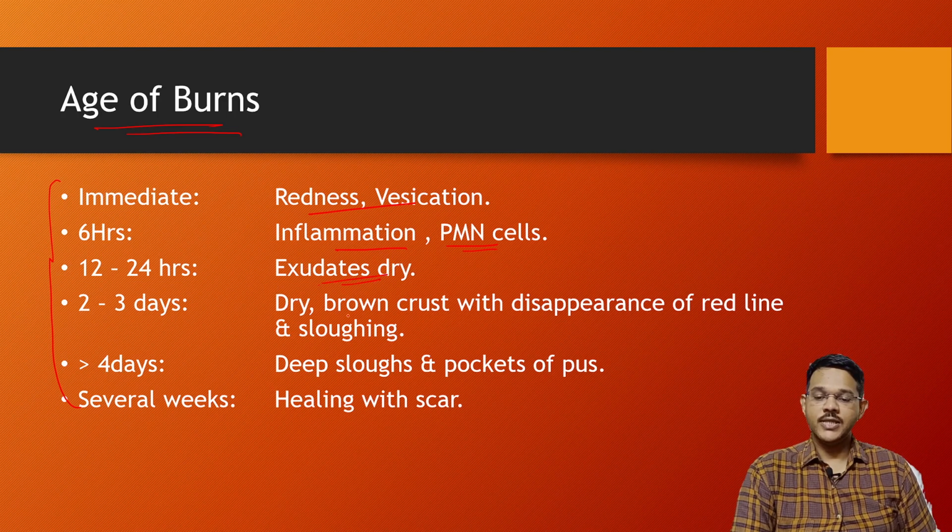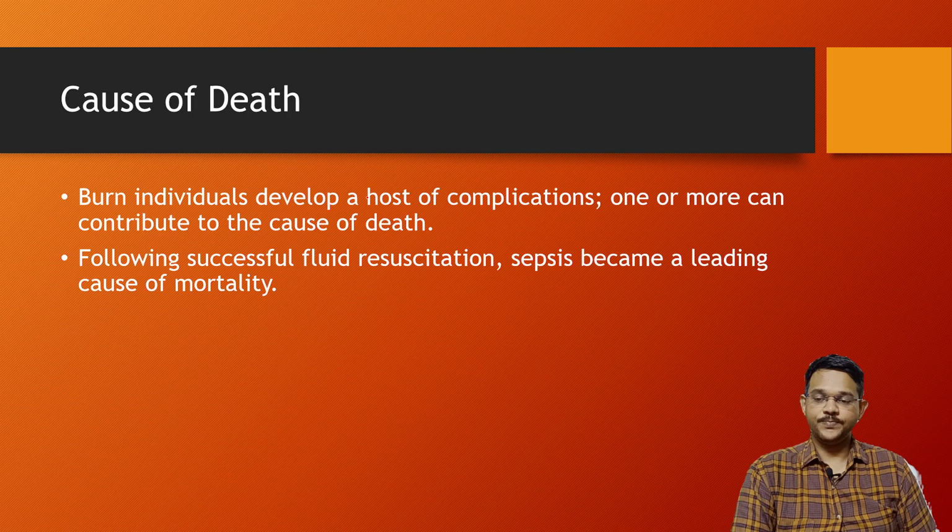At 2 to 3 days, there is a dry crust with disappearance of the red line, and sloughing is present. After more than 4 days, deep sloughs and pockets of pus are seen. After several weeks, the burn wound heals by scar formation.